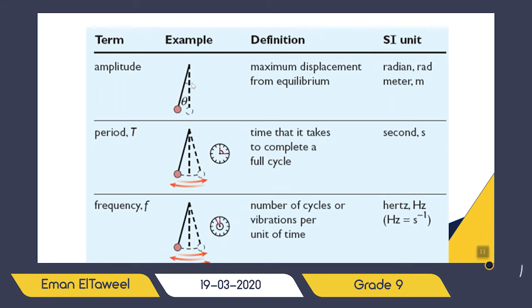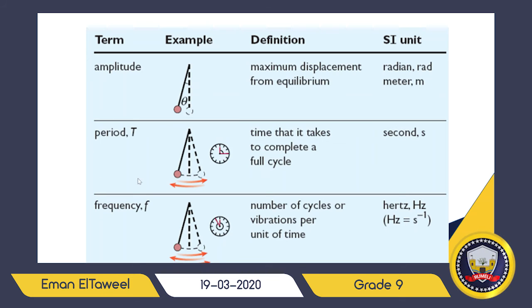Amplitude, as we said, is the maximum displacement from equilibrium, measured in radians or meters. Period is the time taken by the body to complete a full cycle, measured in seconds. Frequency is the number of cycles or vibrations per unit time, or per 1 second, measured in hertz, as we said. So these are the main concepts related to simple harmonic motion.